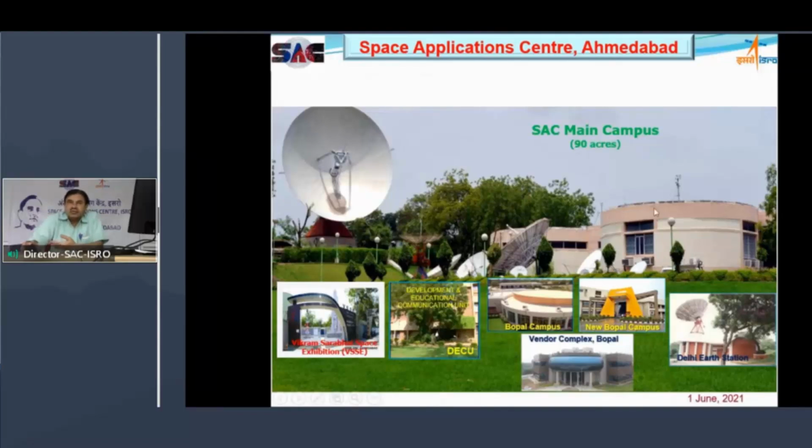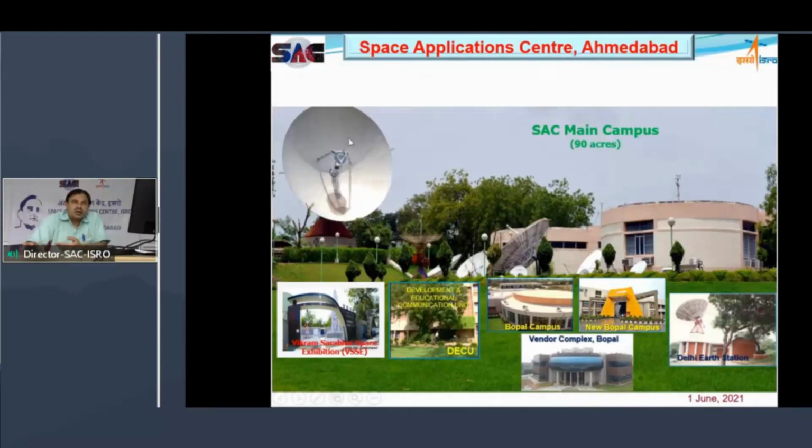So it is a ground station, because putting up a satellite is not the end of the story. Once we launch the satellite, afterwards you need this ground station to do the activities from space. So that's why the importance of the ground segment is also very critical. I'll bring out that importance also. So this is the first Earth station which was built in our country. It is located in Ahmedabad.